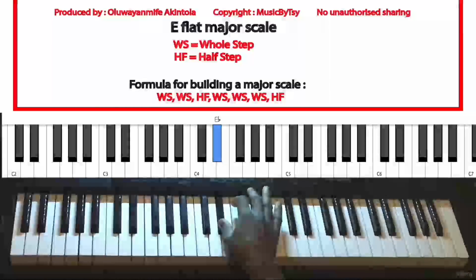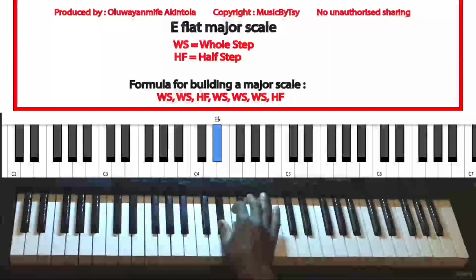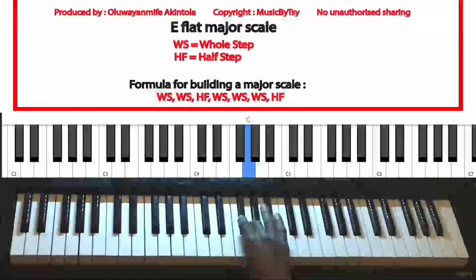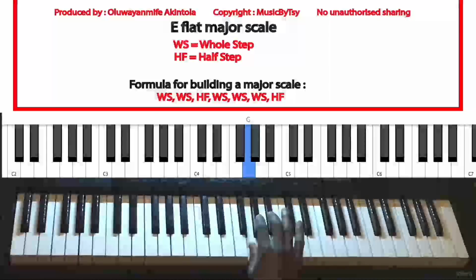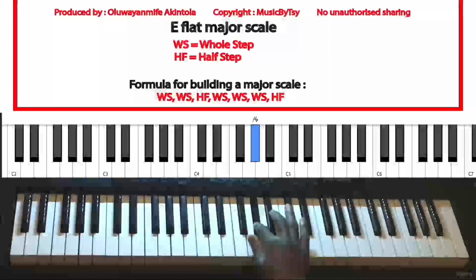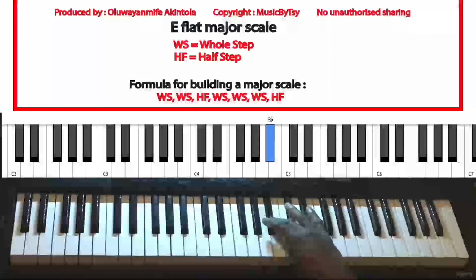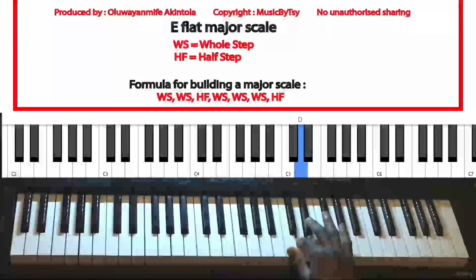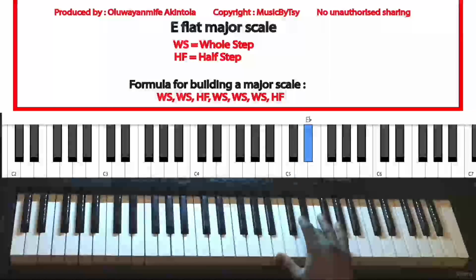So we want to construct the major scale for the key of E flat. Our first key is going to be the key of E flat. So let's apply the formula. Let's take a whole step, and then another whole step, and then a half step, and then a whole step, and then a whole step, and then a whole step, and then a half step. See that? So that is the E flat major scale.